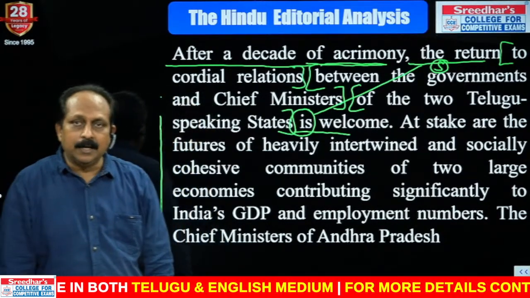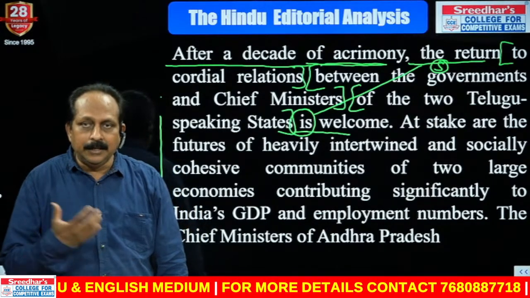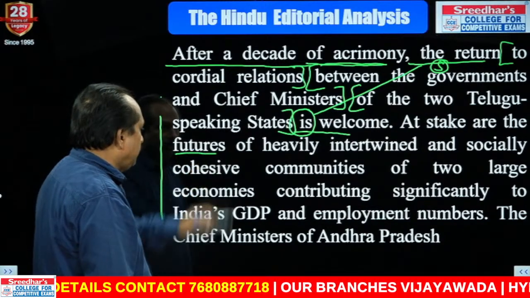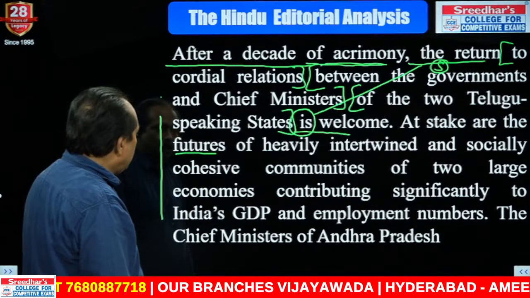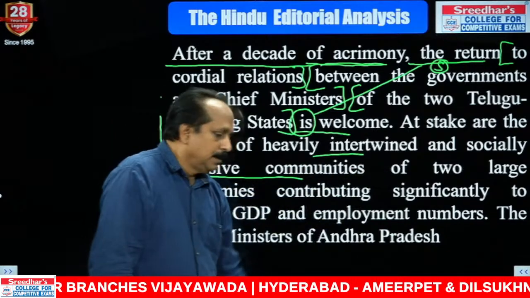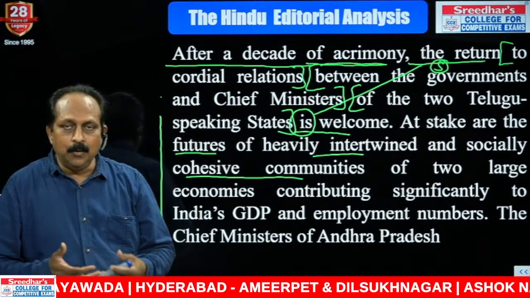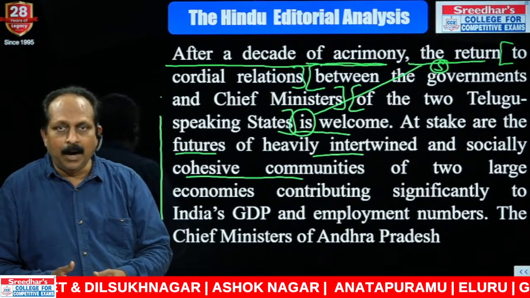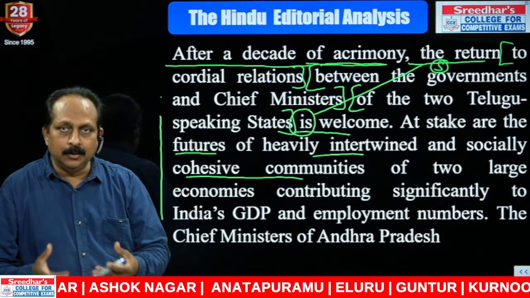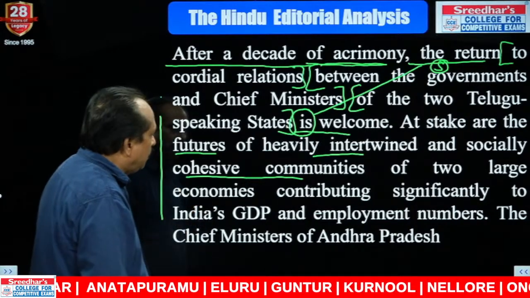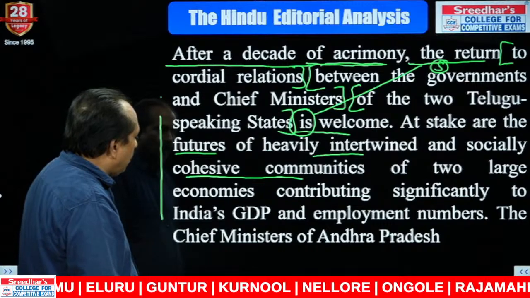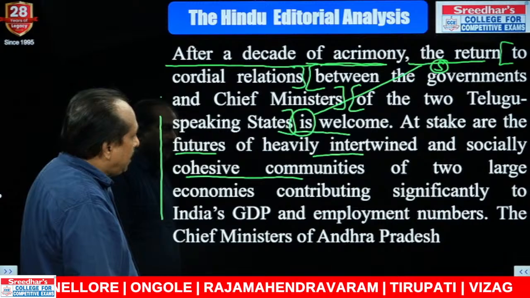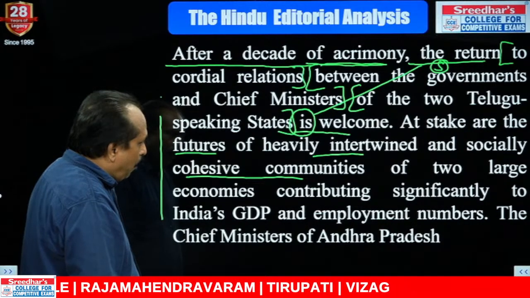Based on the meeting, what is at stake? So, what is there to achieve or what is there to get? At stake are the futures of heavily intertwined and socially cohesive communities. Telugu speaking states, in a way, they are intertwined, means what? Like a network, combined and intricate, you can say, and socially cohesive, united communities of two large economies, especially if you take Hyderabad, huge contribution, contributing significantly to India's GDP and employment numbers.